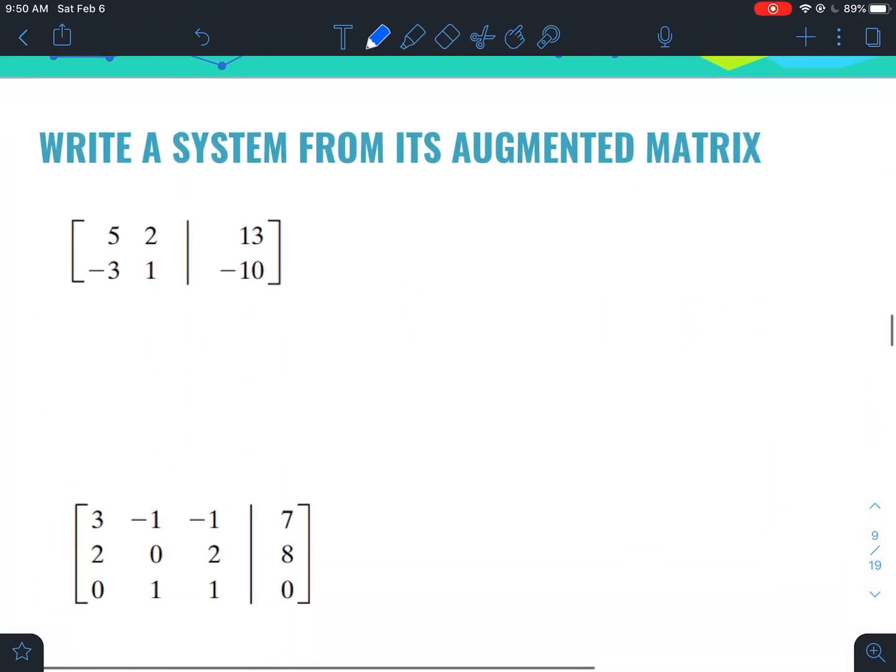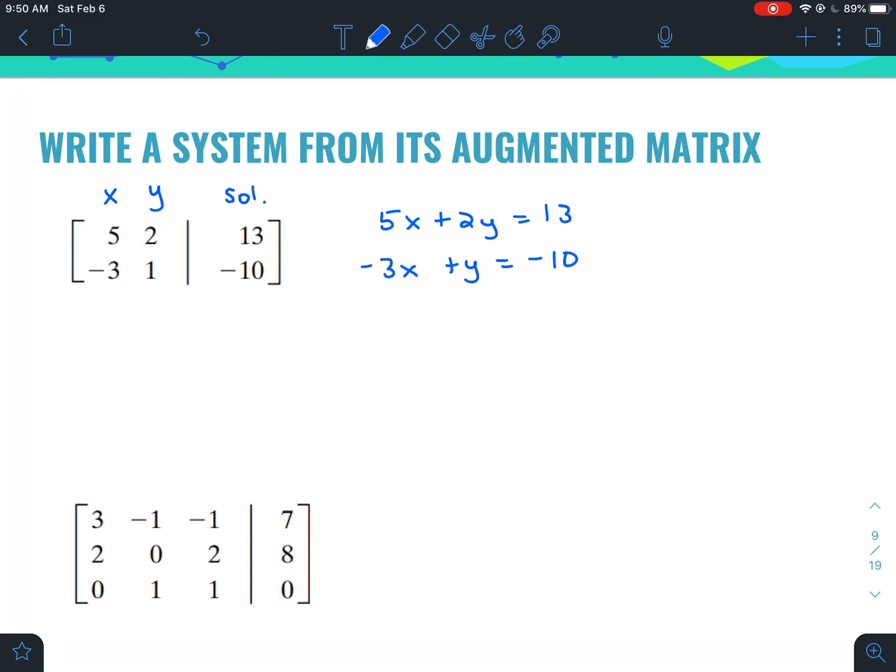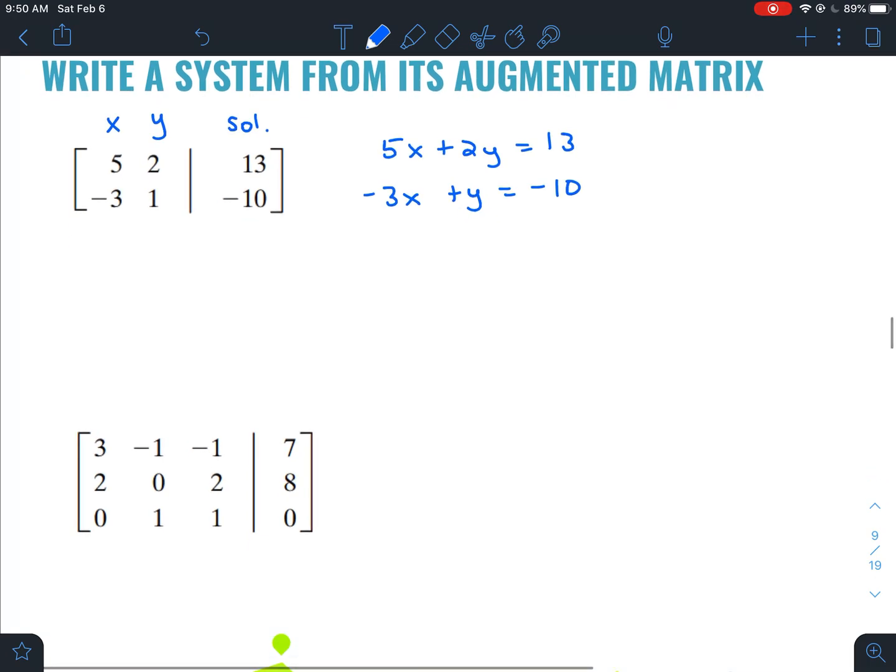All right, so how do we write a system from its augmented matrix? Remember, the first column is your x, the second column is your y, and that last column is your solution. So this system of equations would be 5x plus 2y equals 13, and -3x plus 1y equals -10. All right, why don't you guys pause the video and try and write the system of equations that goes with that 3 by 3 matrix.